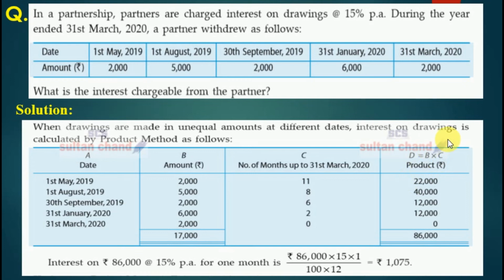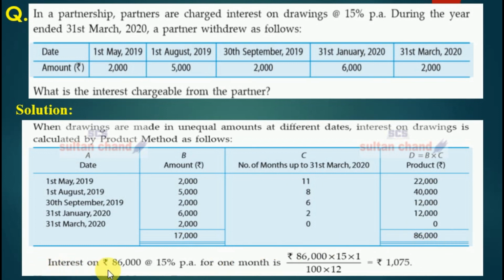Now, in the fourth column, we will multiply the second column and the third column, that is 2,000 into 11, that is 22,000; 5,000 into 8, that is 40,000; 2,000 into 6, that is 12,000; 6,000 into 2, that is 12,000; and 2,000 into 0, that is 0. Summing up this column, we get the sum of products, which is 86,000.